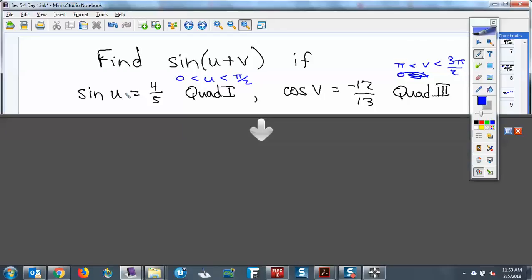So what would you do with this information if you were told that sine is 4/5 in quadrant 1? What would you draw?